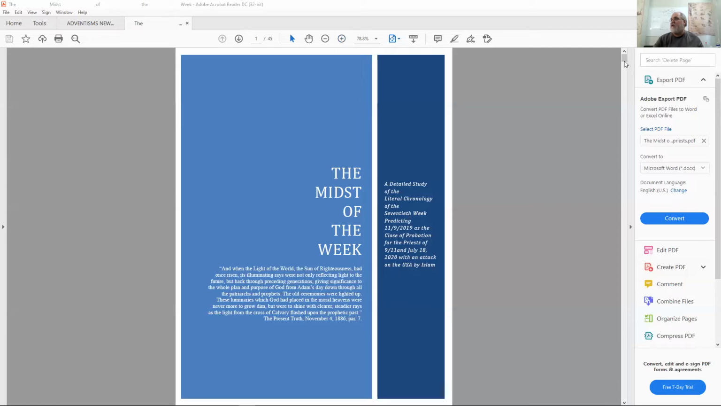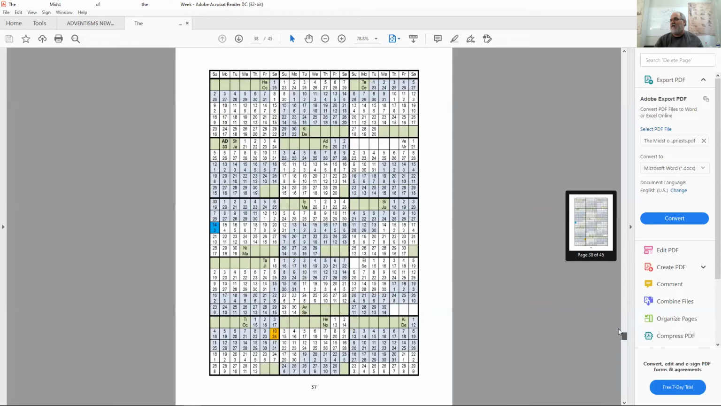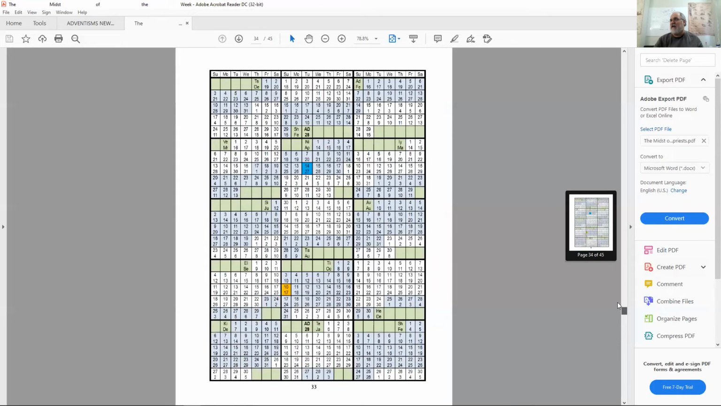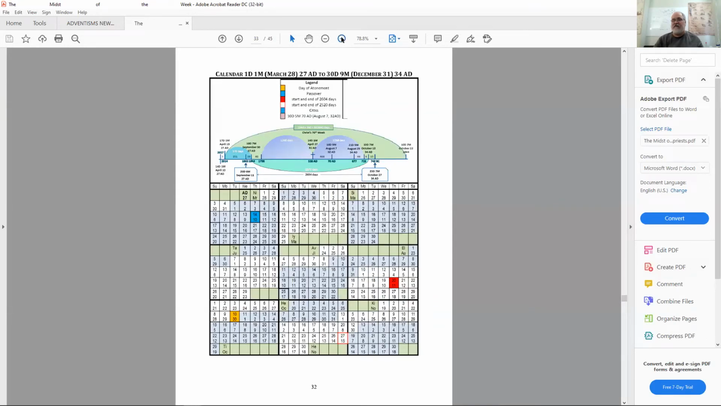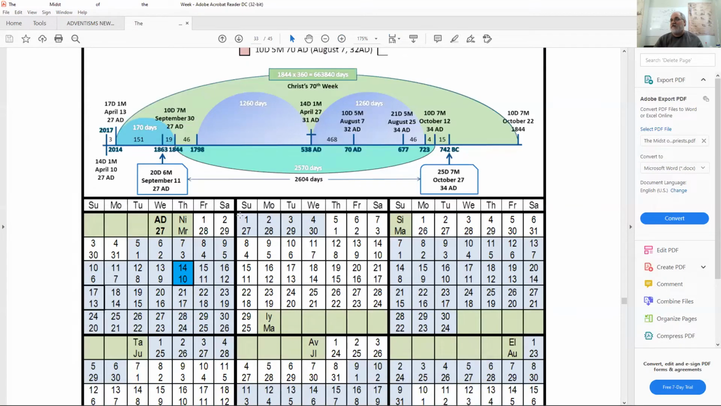So this is the paper called In the Midst of the Week, and you see this calendar here. And the way that I did it is I wrote out a calendar with the biblical calendar in the top number in the box and the Julian calendar in the bottom number in the box. And it's going to say Nisan 1. So each of these is a biblical month. And then I'm lining up the Julian date underneath.